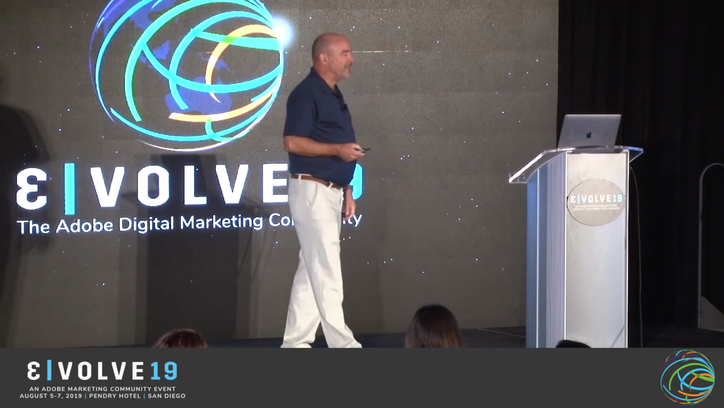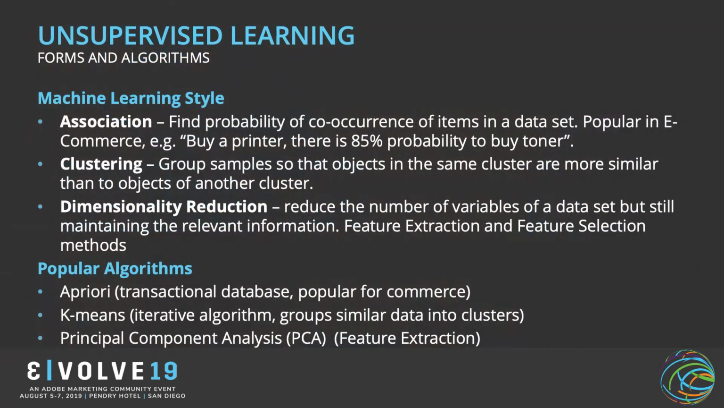Okay, unsupervised learning, this is more popular among e-commerce solutions or marketing solutions. So there we have associations, clusterings, and dimensionality reduction. So the association is when you predict the outcome of the next step. So for example, you buy a printer, the probability that you buy toner is 85%. So this is how associations work.